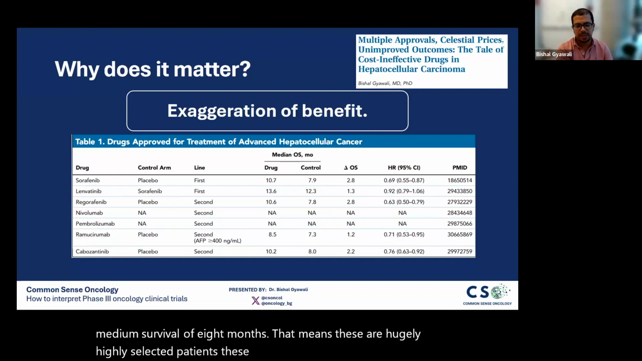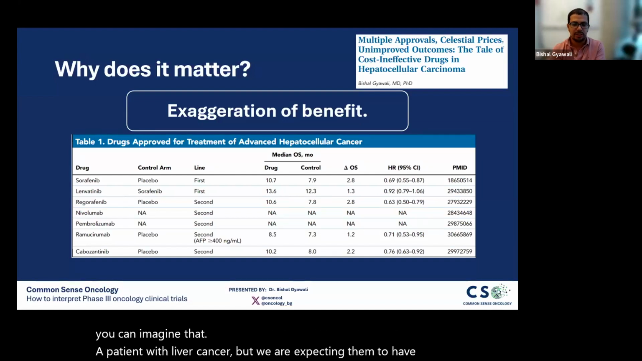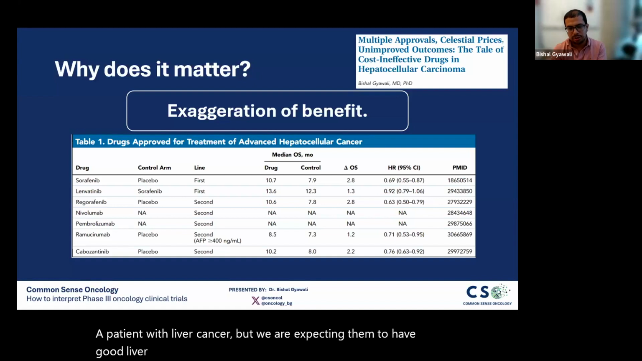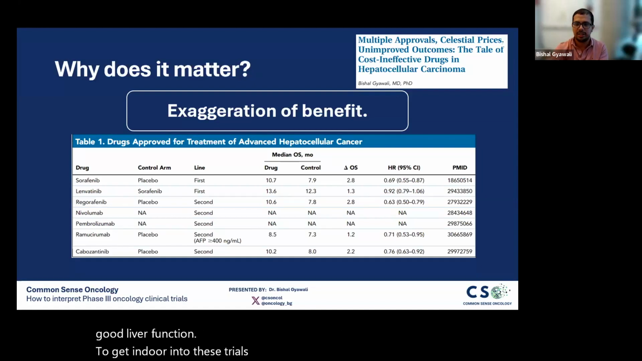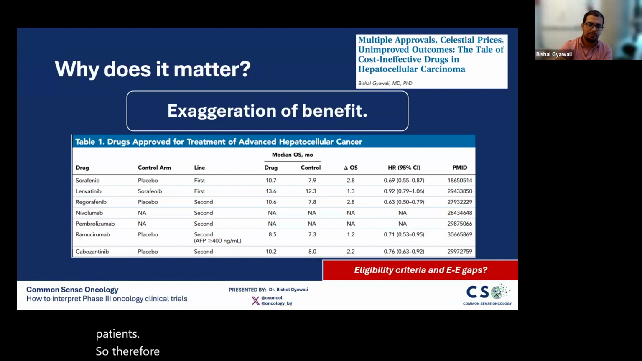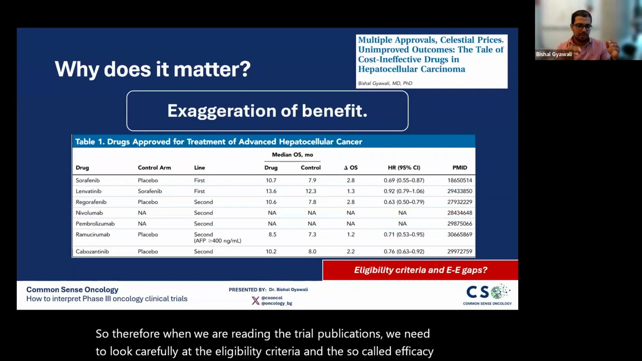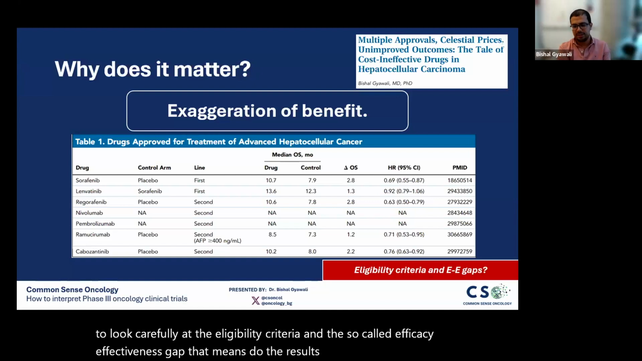These are patients with liver cancer, but one of the inclusion criteria is to have pristine liver function. Now you can imagine that. A patient with liver cancer, but we are expecting them to have good liver function to get enrolled into these trials. So these are highly, highly selected patients. So therefore, when we are reading the trial publications, we need to look carefully at the eligibility criteria and the so-called efficacy effectiveness gap. That means, do the results of this trial translate into the real world population?